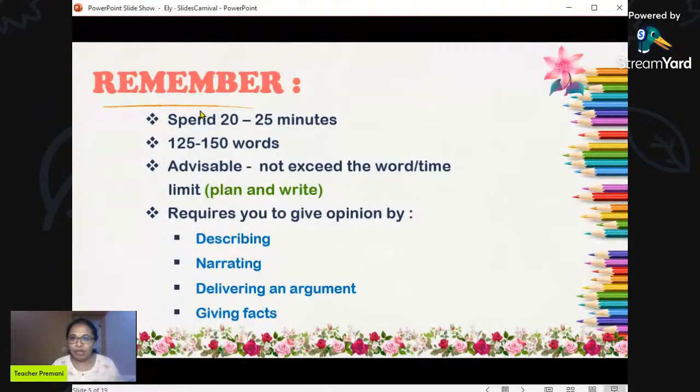Okay, so here remember part two essay. You got to spend about 20 to 25 minutes. It's just a recommendation. It's not a must. It will be good if you spend within this time range. It means you can have more time for your part three, because part three requires you to spend more time. It's longer, all right? And here it's 125 to 150 words.